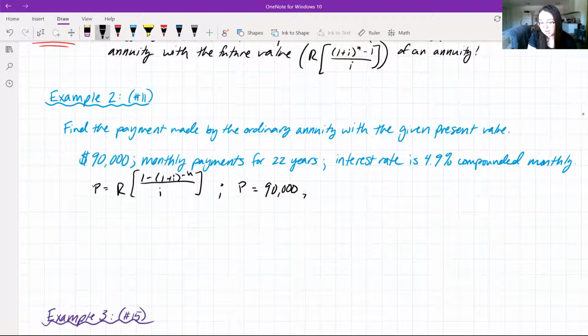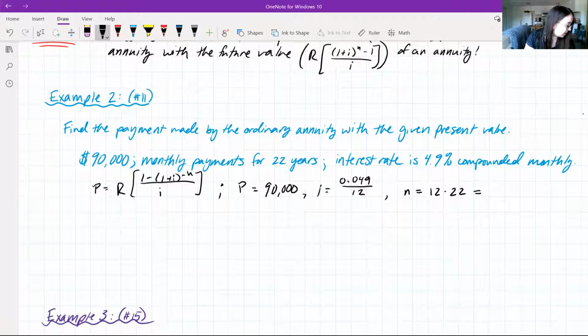We have an interest rate at 4.9%. It's being compounded monthly, so remember we need to divide by 12. That'll be 12 periods in 1 year. And then our n value, remember, is the number of periods in our entire duration of time. So compounding monthly for 22 years, we're going to get n is equal to 12 times 22, and n will be equal to 264. And I can plug all of this back into our equation and solve for R.